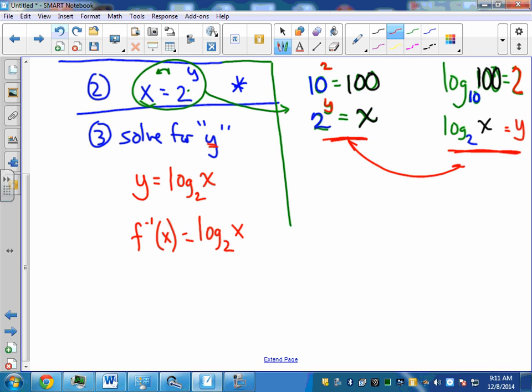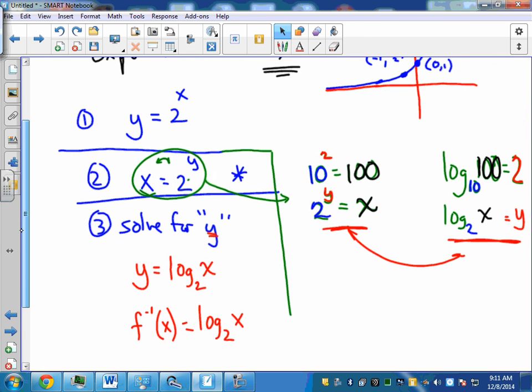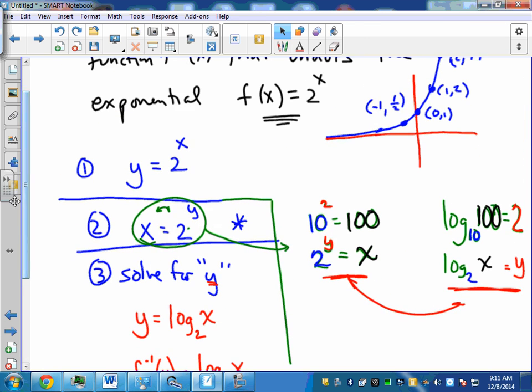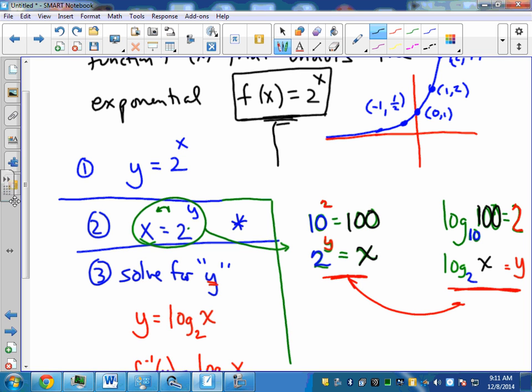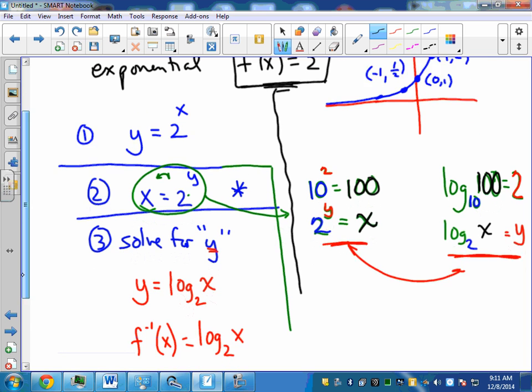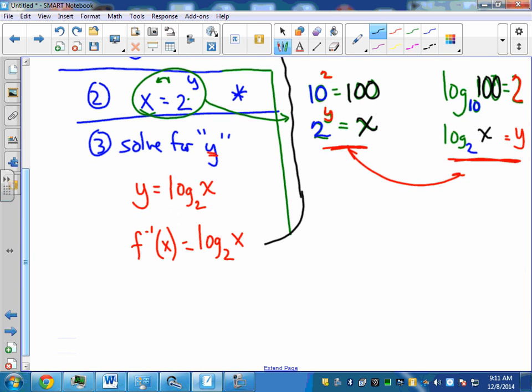Okay, so let's back up just a little bit. Here's our function, the exponential function, 2 to the x. And we have found now through this little process the inverse function, which is the logarithmic function using base 2.